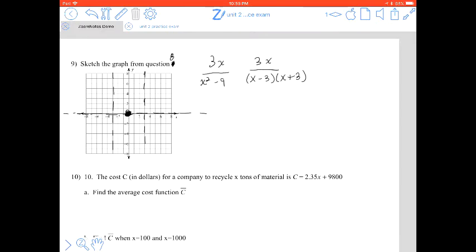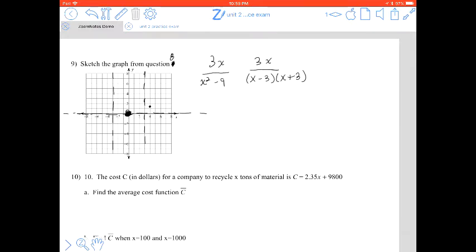Now, I'm going to consider what's happening on this area of the graph here to the right of that vertical asymptote. I'm going to test a few points. I'm going to test x equals 4, I'm going to test x equals 5, just to see where the function is. So if x equals 4, I'm going to get 12 over 1 times 7, 12 sevenths. So that's just a little bit more than 1. So when x equals 4, we're a little bit bigger than 1.